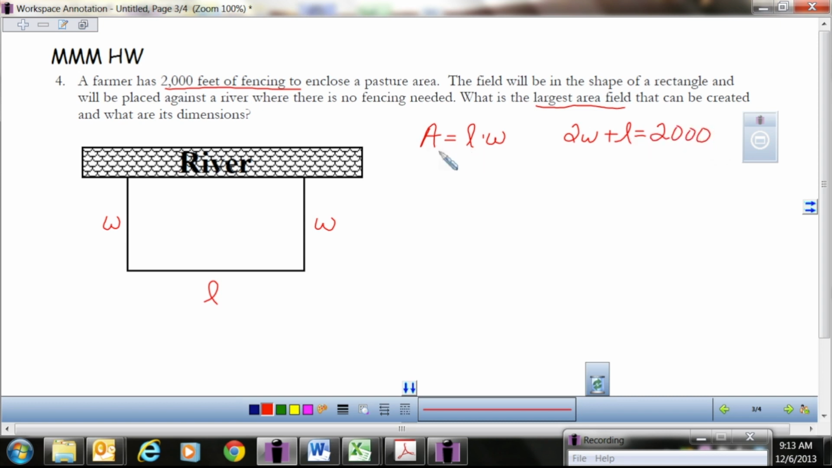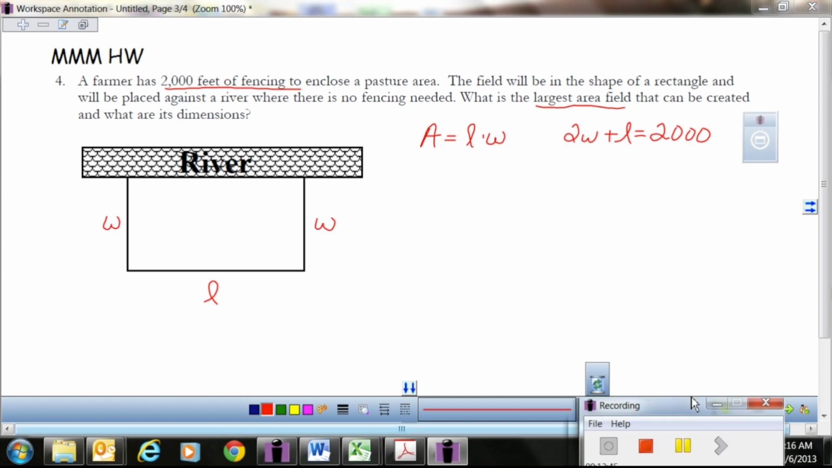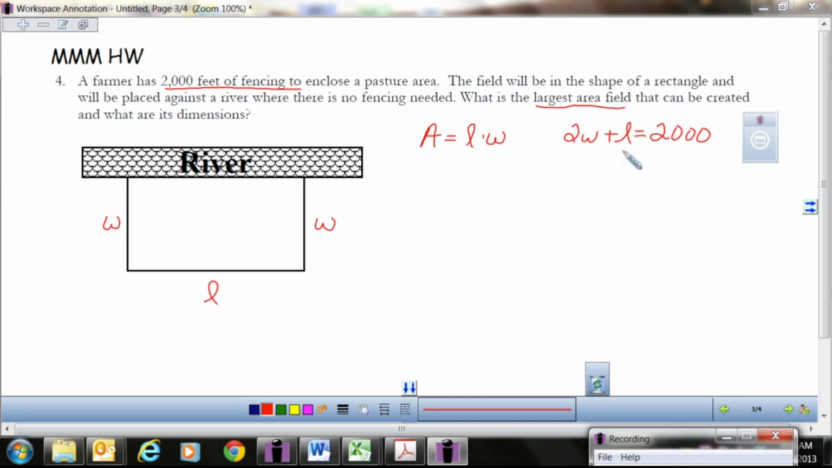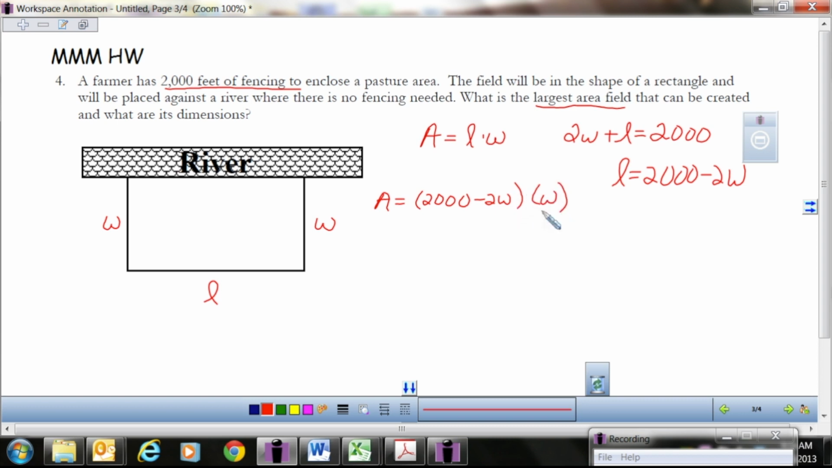So you've got your primary thing that you're trying to maximize or minimize, and then you have this extraneous information that has nothing to do with the area, but we're going to have to use it in order to get this area formula in terms of one variable. All right. So we're going to solve for L because it's easy. I don't have to divide by anything. I know, aren't I lazy? So the thing I'm trying to maximize or minimize, the area, is going to be 2,000 minus 2W times W.